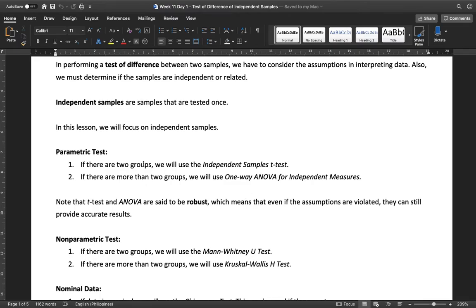Pero kahit ma-violate yung statistical assumptions, in most cases, pwede pa rin gamitin yung independent samples t-test at saka yung one-way ANOVA for independent measures because these two tests are said to be robust, which means that even if the assumptions are violated, they can still provide accurate results. So, kahit hindi siya normally distributed, okay pa rin gamitin itong dalawang to kasi robust naman sila.